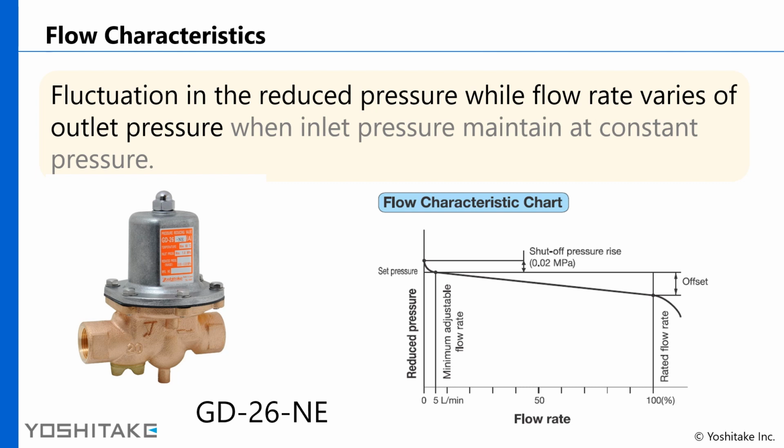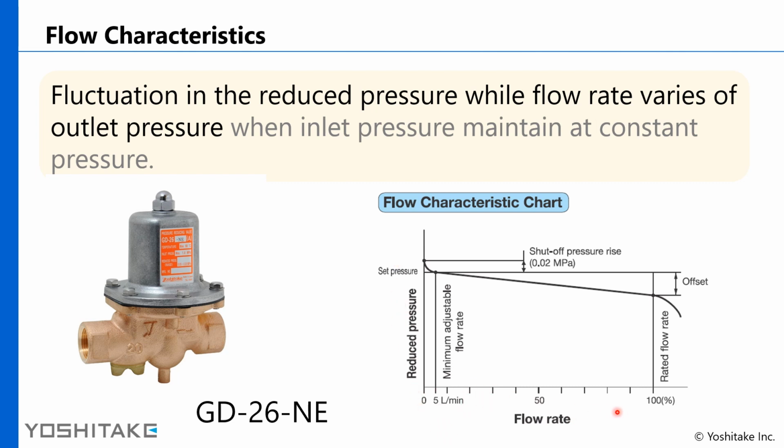First, I would like to explain the flow characteristics. It is the fluctuation in the reduced pressure, the outlet pressure, while the flow rate varies when the inlet pressure is maintained at a constant pressure. When we read this sentence, it's difficult to understand. So let's have a look at the flow characteristic chart of GD26NE. Here is the flow rate. Here is the reduced pressure.